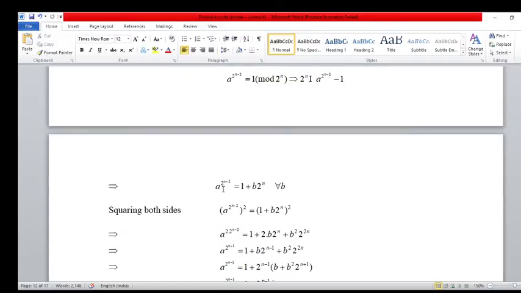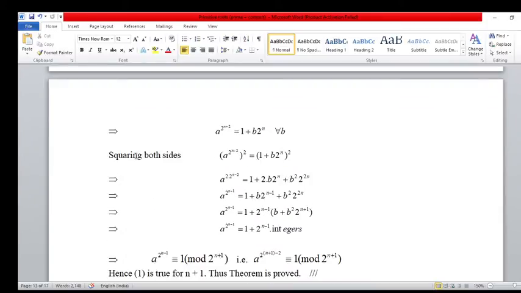So this is the equation form, meaning 2 raised to the power n minus 1 is equal to 1 plus b into 2 raised to the power n, for b any integer. Now squaring on both sides, squaring the left hand side and the right hand side. For the left hand side, a raised to the power 2 into 2 raised to the power n minus 1. This is converted into a raised to the power 2 raised to the power n minus 1.